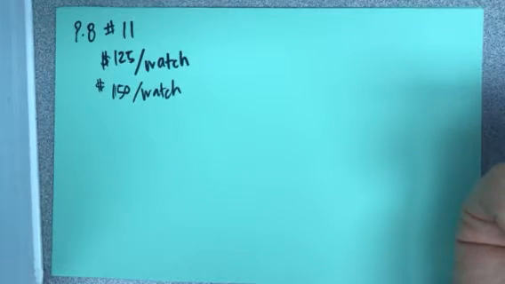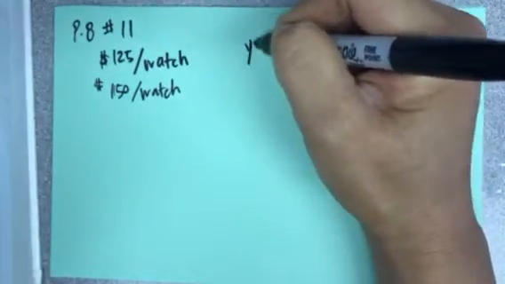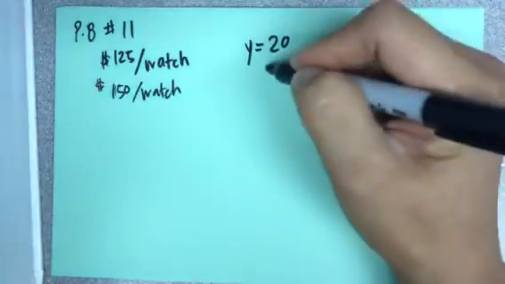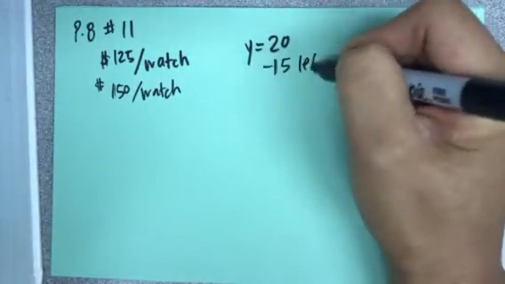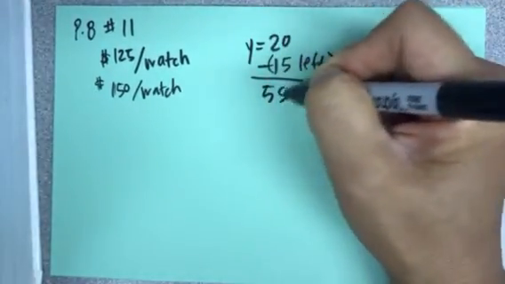So the profit is going to be how much money they made or how much money they lost. In this case, you don't know how many watches were originally purchased, so that's the number you're going to plug in. They use the number 20, because if 20 watches were purchased and all but 15 were sold, that means 5 were sold.